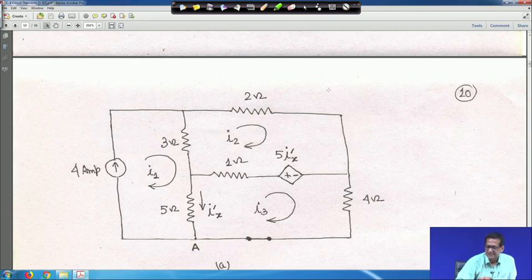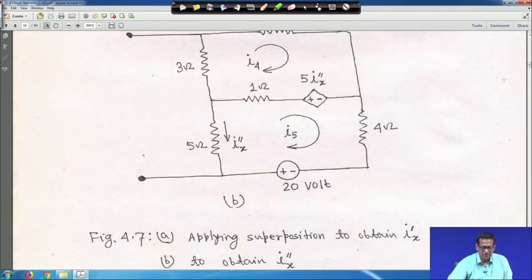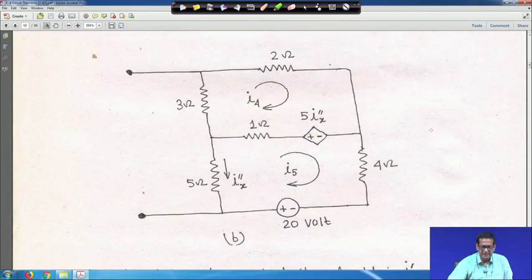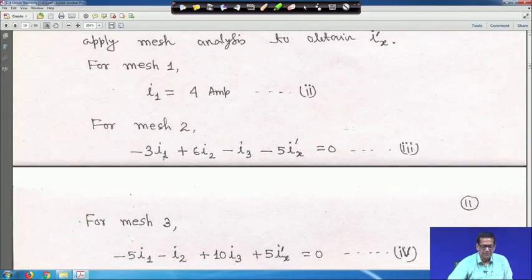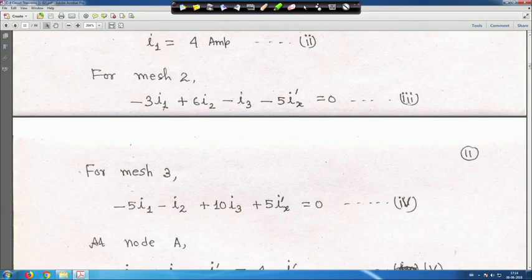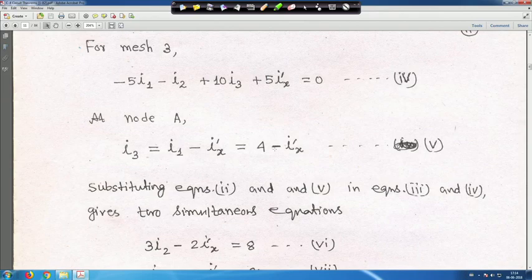So, all these things are given. This is circuit 4.7a and this is circuit 4.7b. Accordingly, for mesh 2, when you apply KVL you will get equation 3. Please apply it, because all this KVL and KCL you have gone through. Similarly, for mesh 3 you will get another equation for Ix dash, and at node A, as I told you, apply KCL, that is 4 minus Ix dash is I3, equation 5.